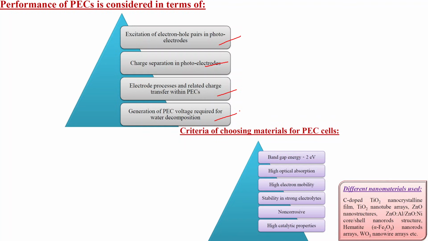Okay. Now, another is what is the criteria for choosing material for PEC cells? Materials like photoelectrodes should have a band gap of 2 electron volt. High optical absorption should be there. High electron mobility should be there. Then stability in strong electrolytes, non-corrosive, and high catalytic properties should be there. So different nanomaterials are used in PECs. Basically, carbon doped titanium dioxide, nanocrystalline films, titanium dioxide nanotube arrays, zinc oxide nanostructures. There are various different nanomaterials used. Okay.